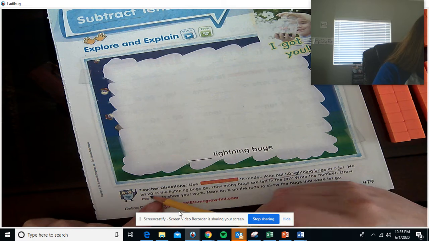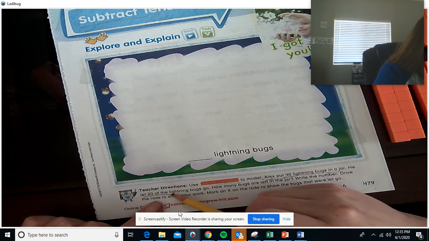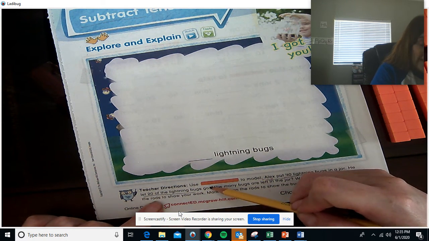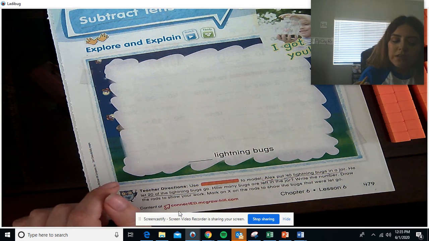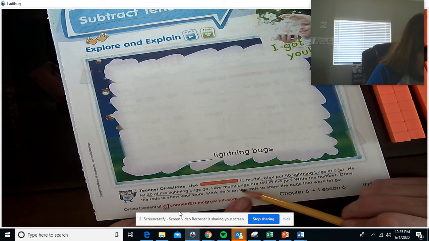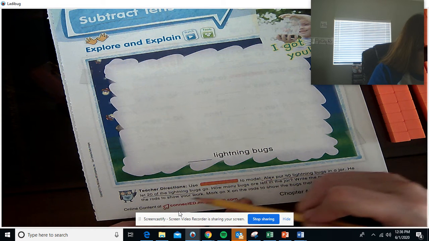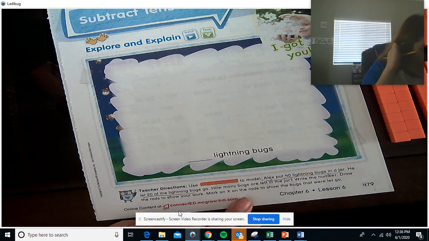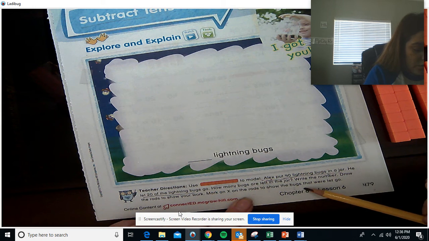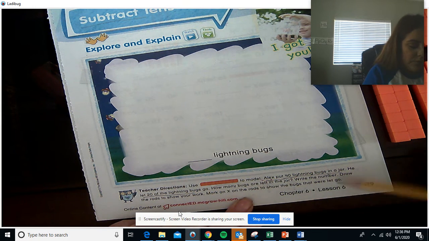Alex put 40 lightning bugs in a jar. He let 20 of the lightning bugs go. He let them go. So that means we're going to subtract. How many bugs are left in the jar? Write the number, draw the rods to show your work. Mark an X on the rods to show the bugs that were let go.